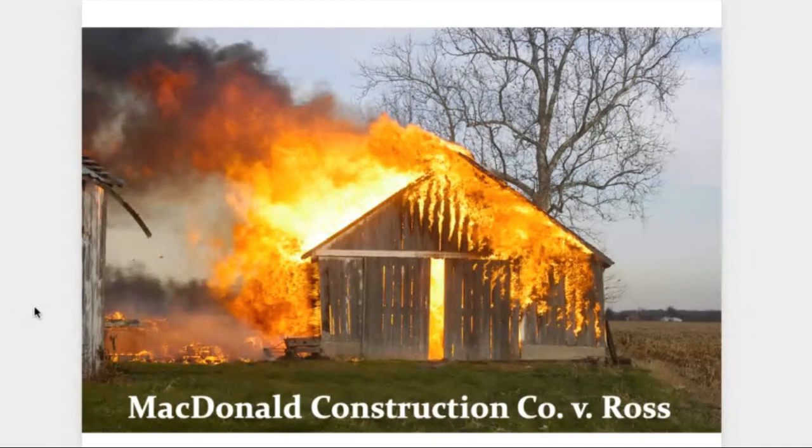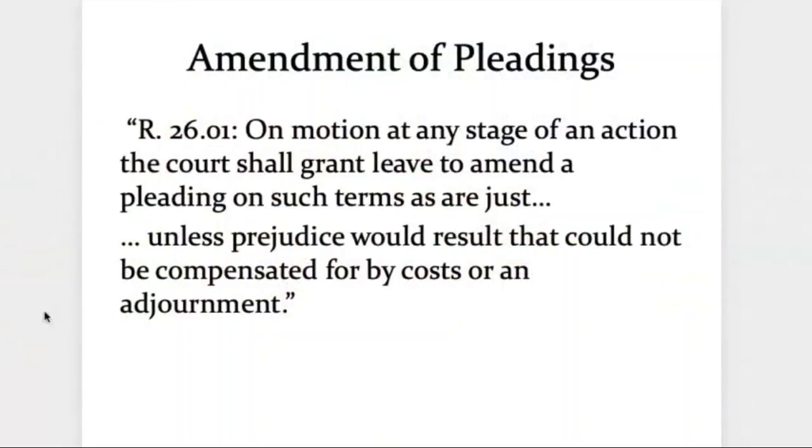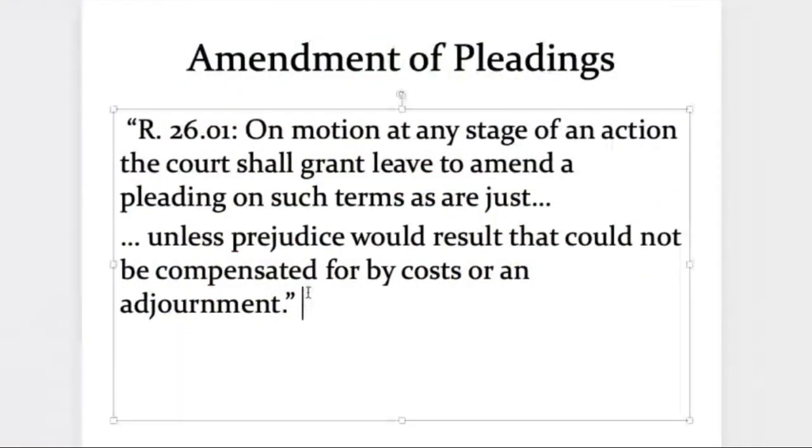Okay, so that's the prejudice, but as people are recognizing, this is prejudice that can be compensated for by costs or an adjournment. So we're letting Ross amend his pleadings. That amendment causes prejudice to MacDonald, but costs and an adjournment can compensate for that prejudice. And that's what we see the court doing at paragraph 30, right? So the court's going to allow the amendment.